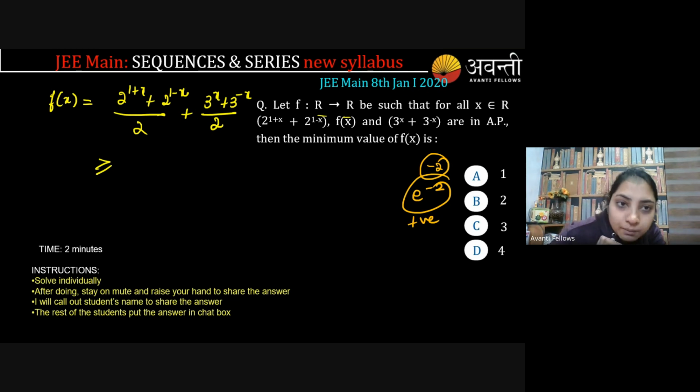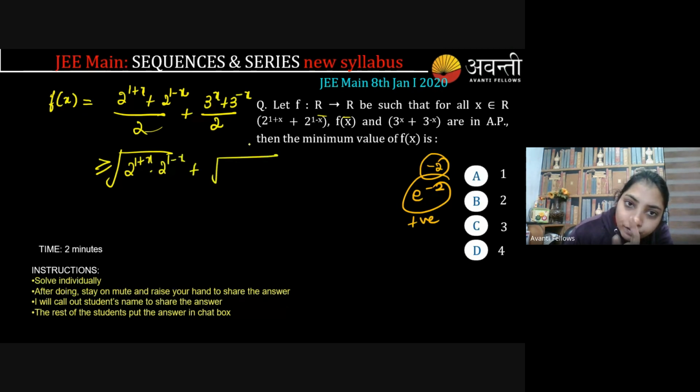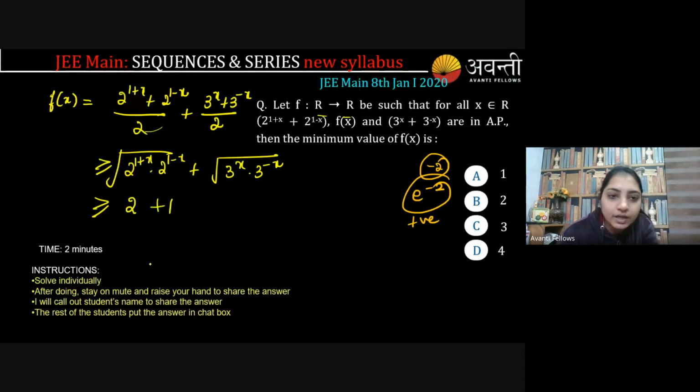If these are the two numbers, think about one thing, that 2 raised to power 1 plus x and 2 raised to power 1 minus x. If they are two numbers, then the arithmetic mean of these two numbers is greater than or equal to the geometric mean. It means the square root of 2^(1+x) into 2^(1-x), and similarly the geometric mean of 3^x into 3^(-x). Clear? Yes, ma'am. So it must be greater than or equal to. The bases are the same, so 2 raised to power 2, so 2 will come outside, plus 1. So you got the answer.